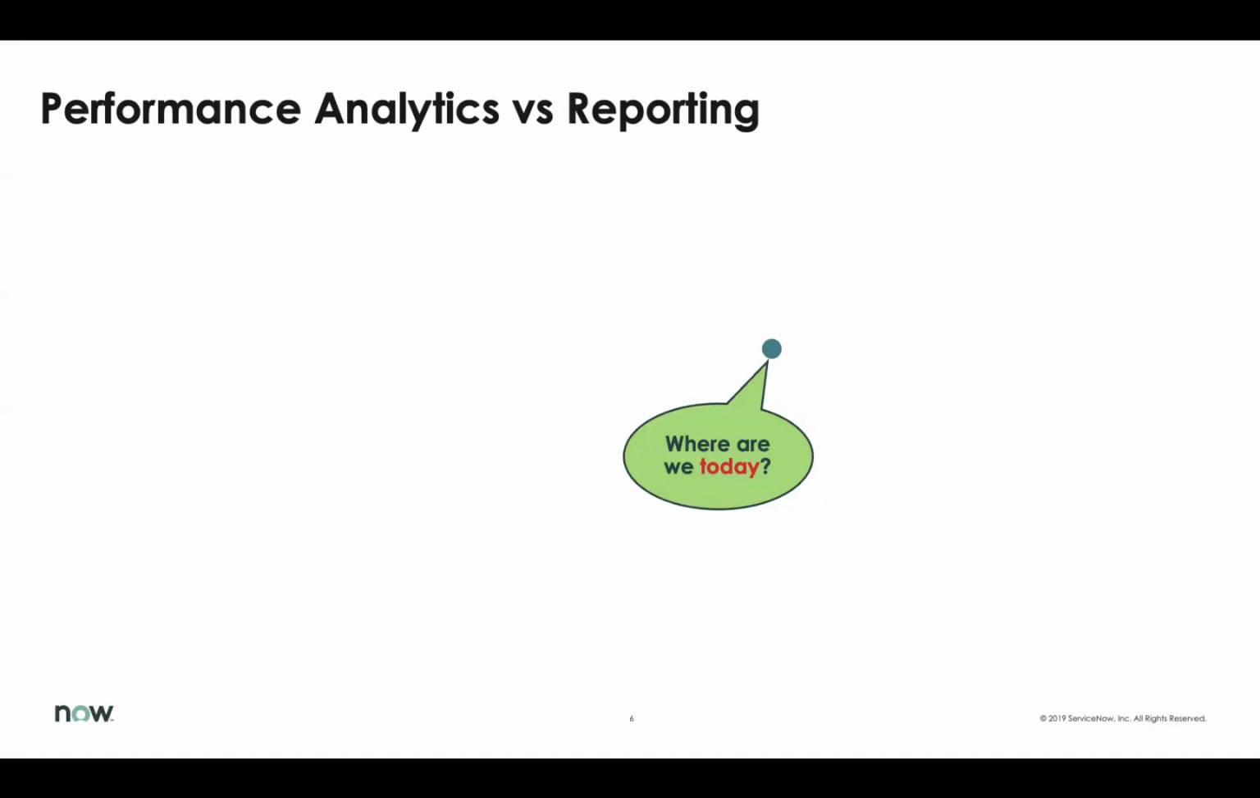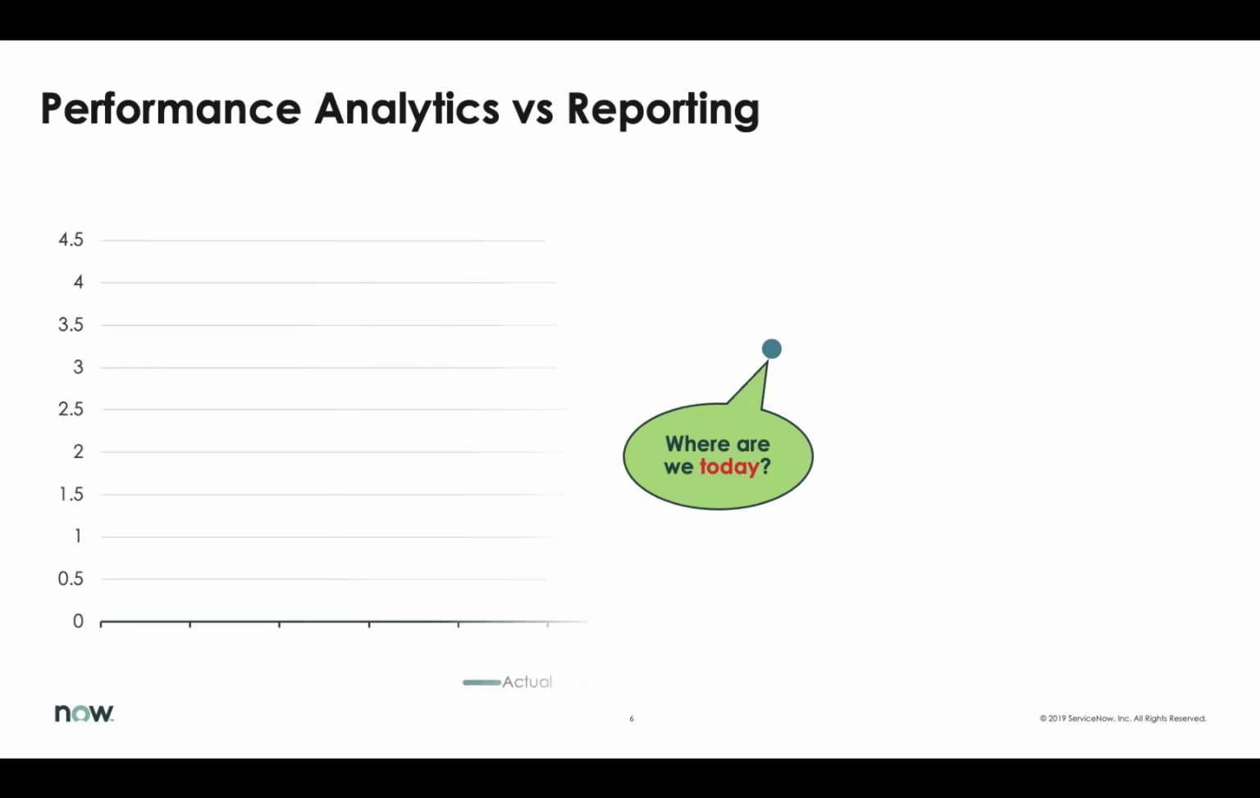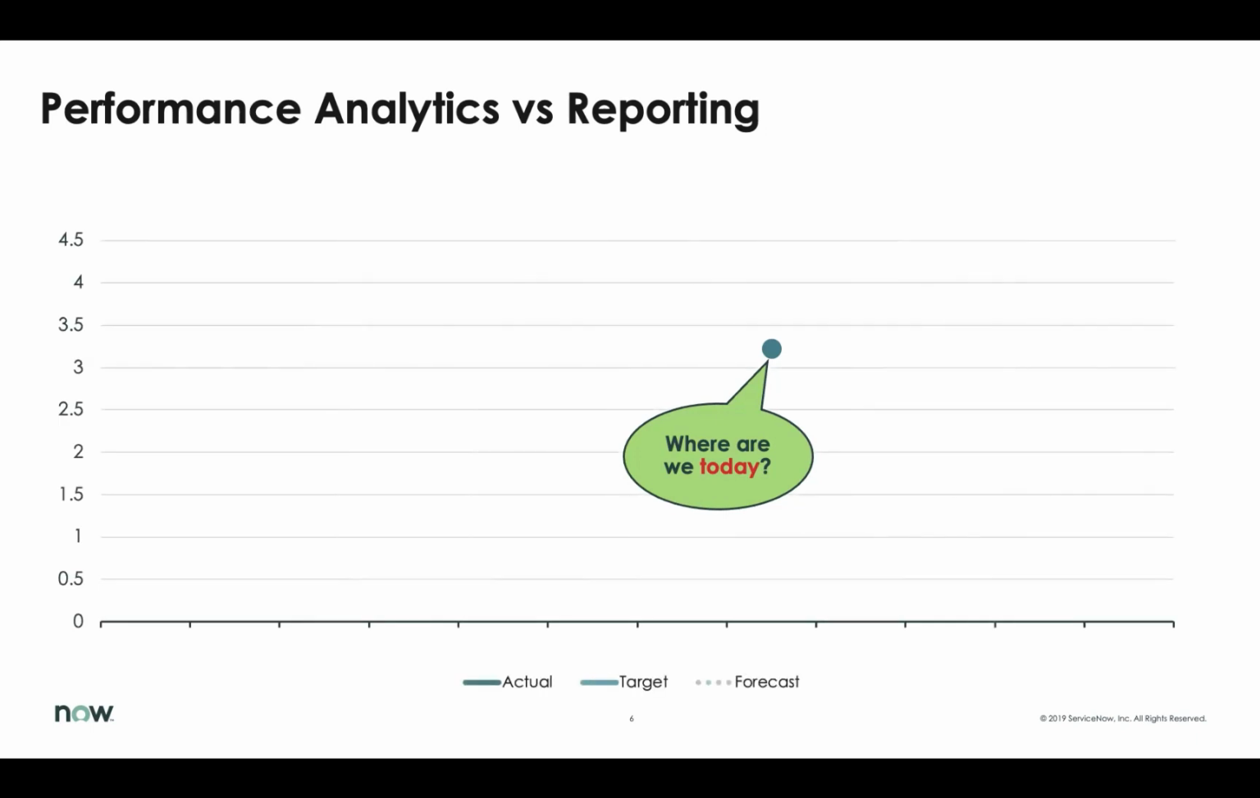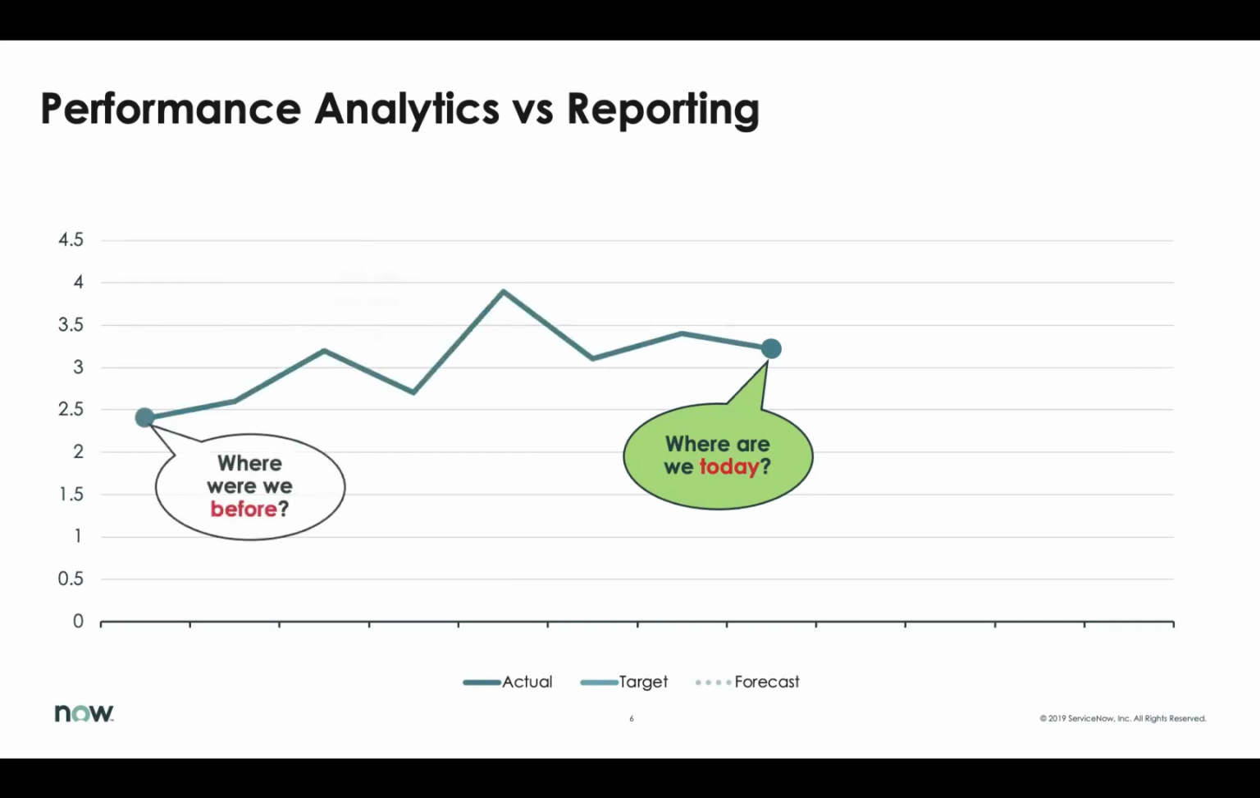Reporting is great for telling me where I am today. What is the state of things right now? For example, what is my case backlog? And PA is powerful because we are storing the historical data for your key performance indicators. So, for example, we know what your backlog was last quarter, right? Because if you're just running reports against the table, backlog changes.